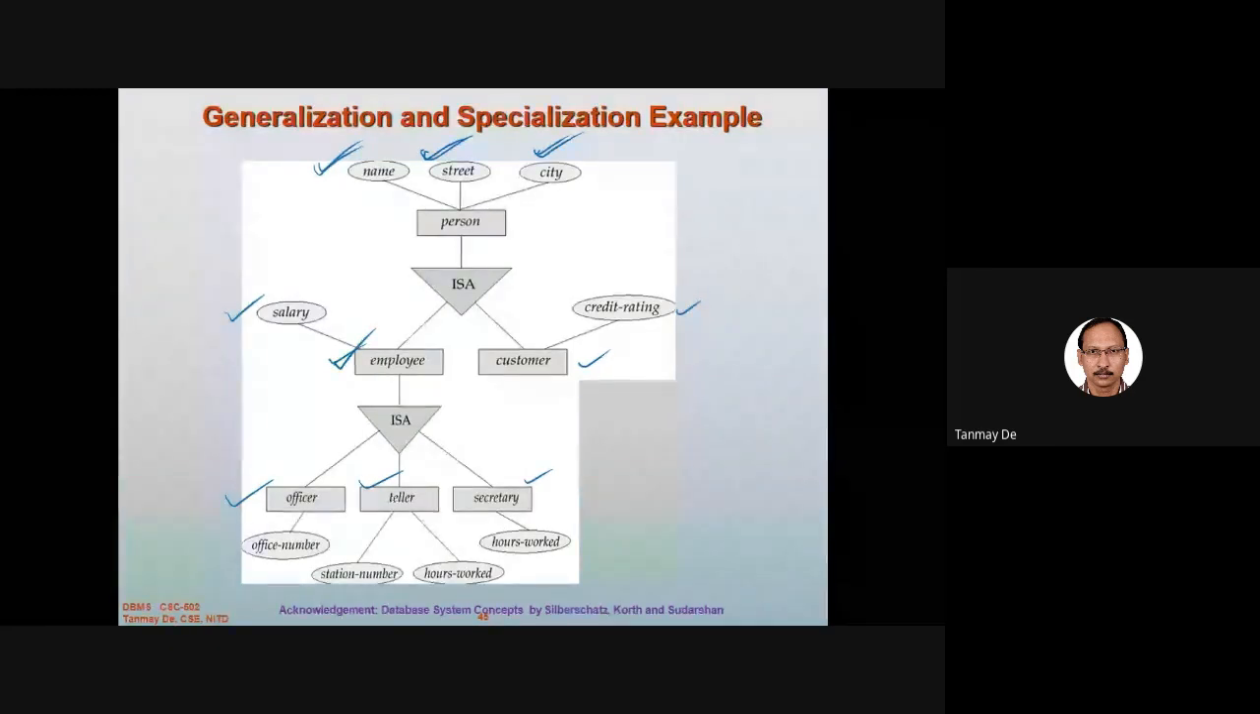You can see the officer, just a minute, I'll change the color of the ink.